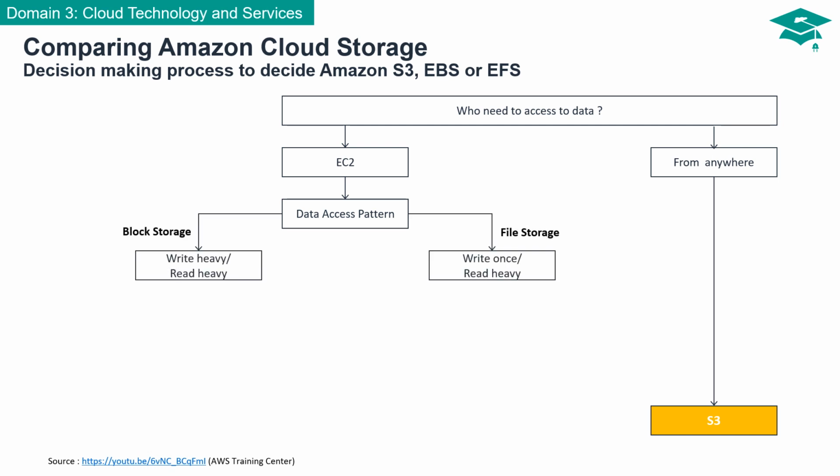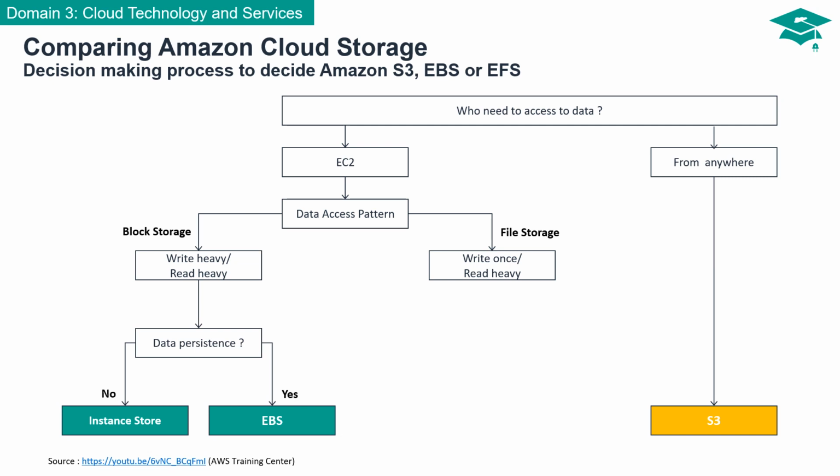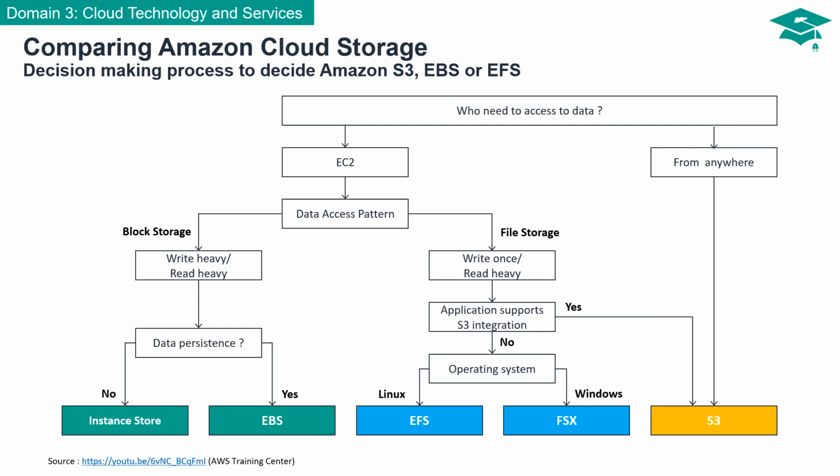Remember, block storage is typically characterized by high read and write activity, while file storage tends to be write once and read heavy. If you're dealing with block storage and require data persistence, your best choice is Elastic Block Store. Otherwise, consider using EC2 Instance Store for temporary storage. For file storage needs, consider whether your applications require direct integration with Amazon S3. If they do, Amazon S3 is the way to go. If not, the choice depends on your operating system. For Linux, Amazon Elastic File System, EFS, is recommended, while Windows users should explore the Amazon FSX option.